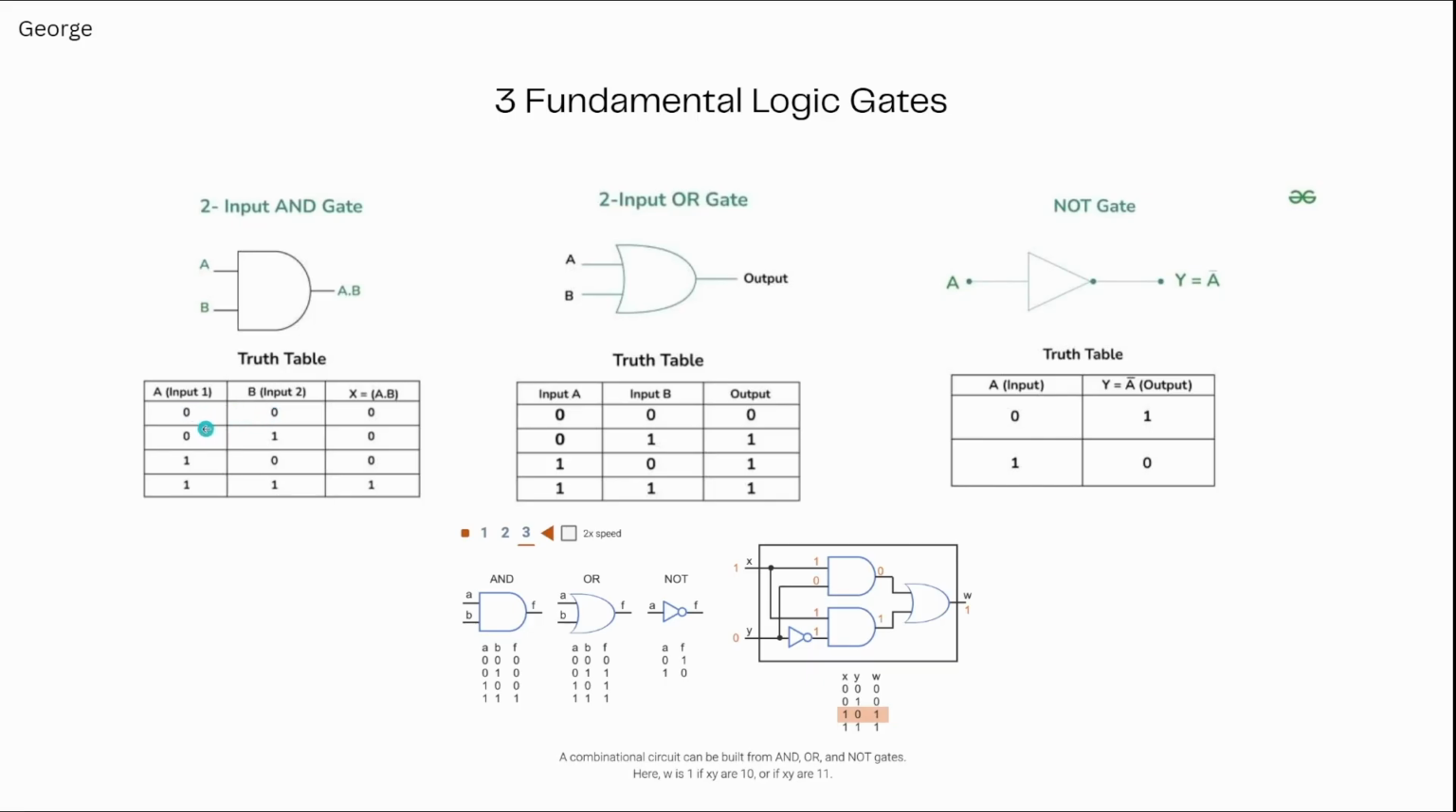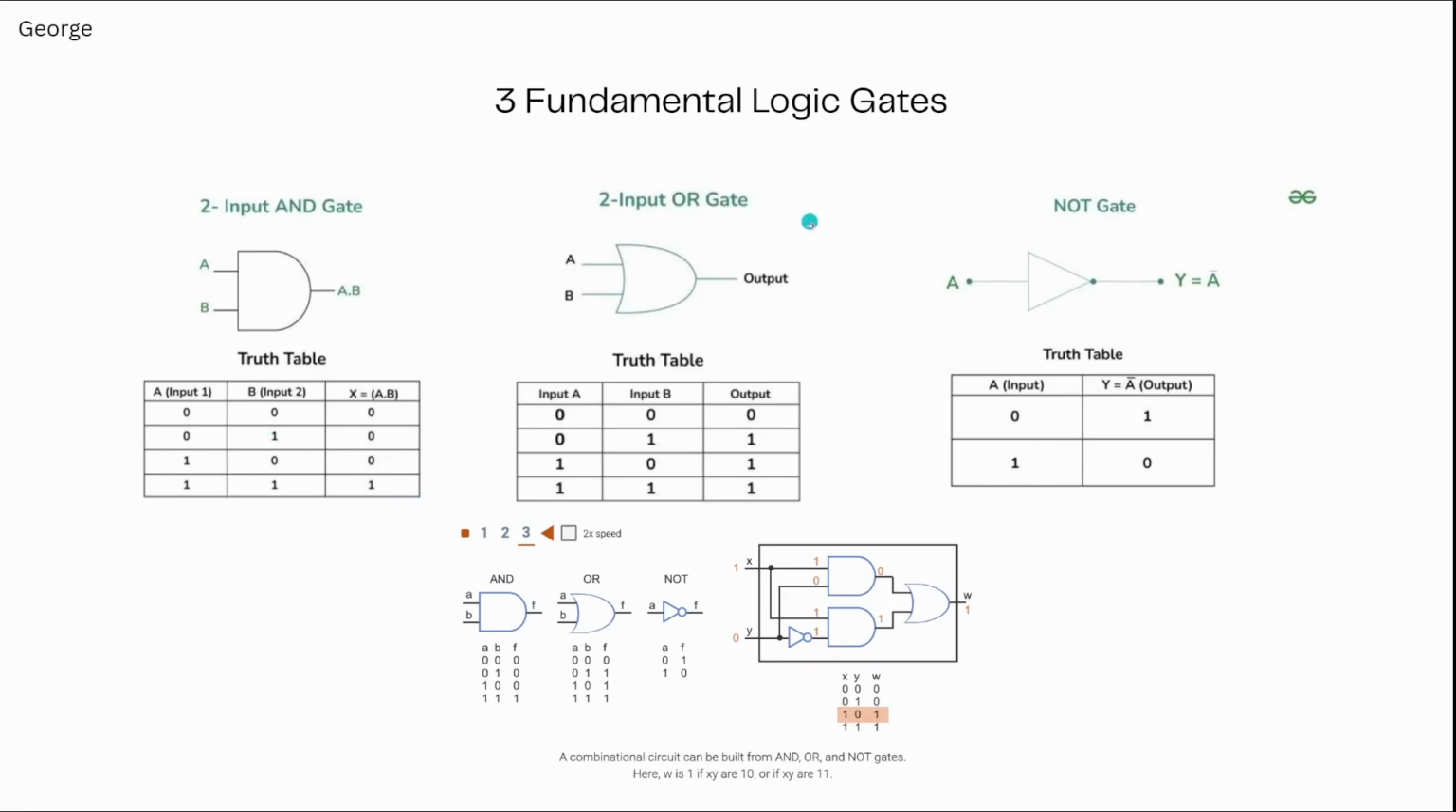If you input 0 in A and input B is also 0, then the output is going to be 0. If A is 0 and B is 1, then the output is going to be 0. And if input A is 1 and B is 0, then the output is also going to be 0. The only way the output could be 1 is if the inputs A and B are both 1. And it's similar to a light switch that only turns on if both switches are turned on.